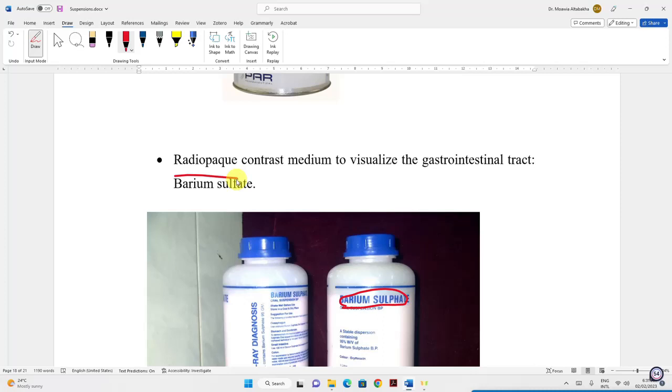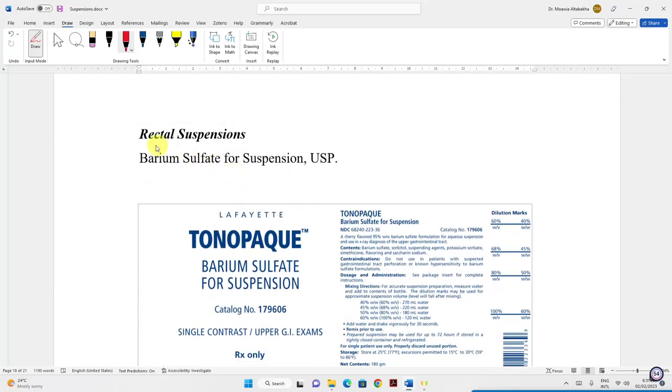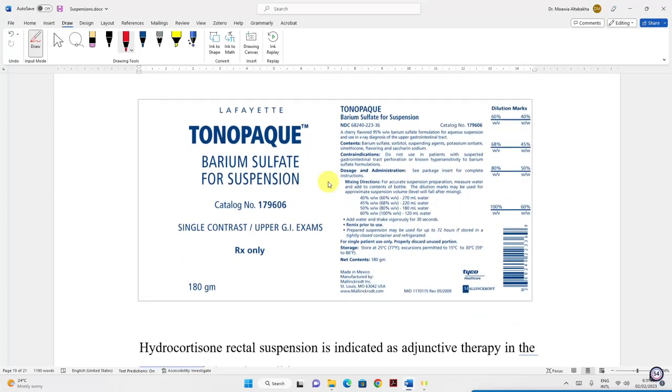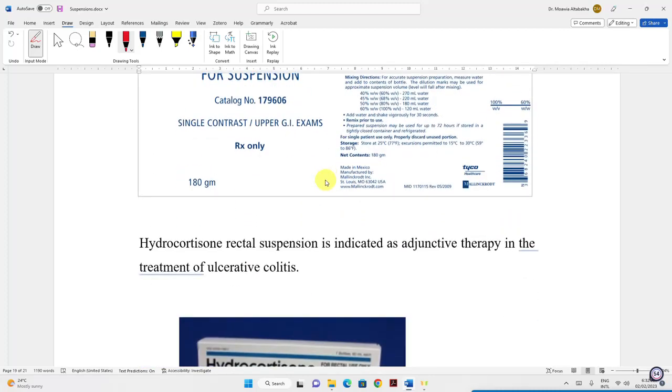With that one, after the patient takes it, you can see the lining or the wall of the intestine, and you can see if there is inflammation, if there is obstruction, anything. You can see that. And there is a rectal suspension of barium sulfate, same thing, but rectal suspension. So it can be injected or administered into the rectum in order also to visualize the rectum or the colon area.